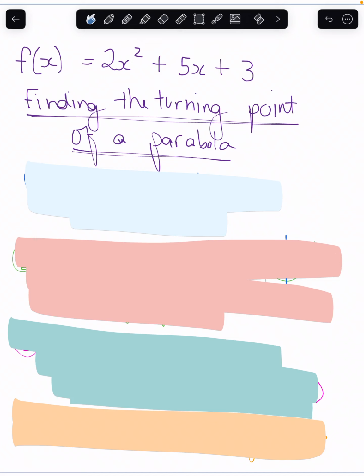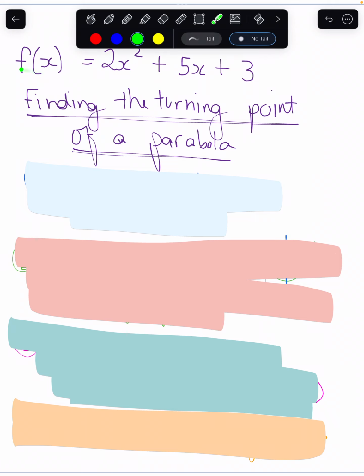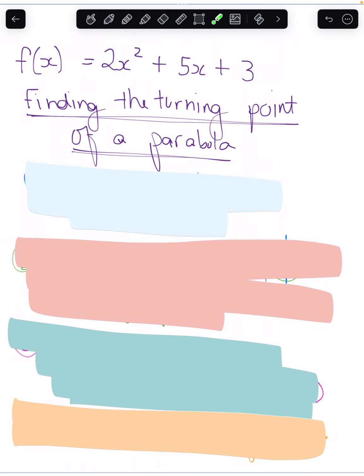Hello, just a quick note about how to find the turning point of a parabola. I've just given an example of a parabola up here, and I'm going to quickly talk through 4 different ways that you can find either the turning point or at least the x-coordinate of the turning point.